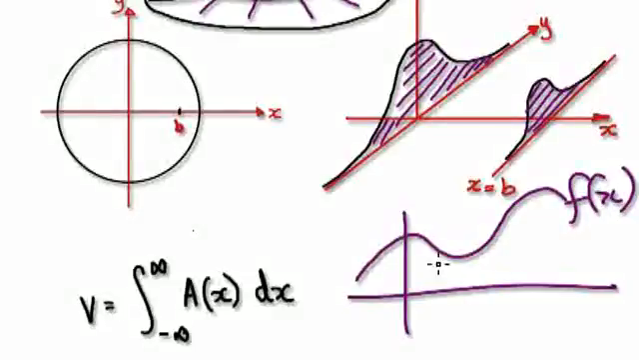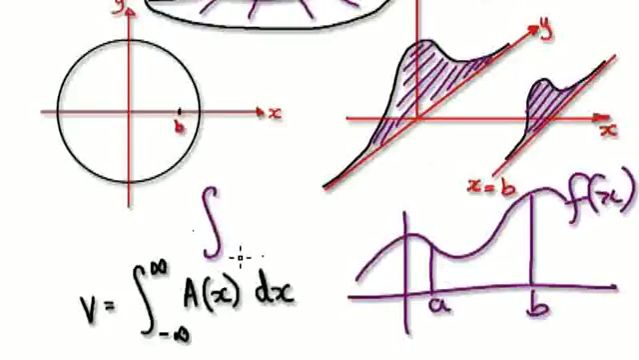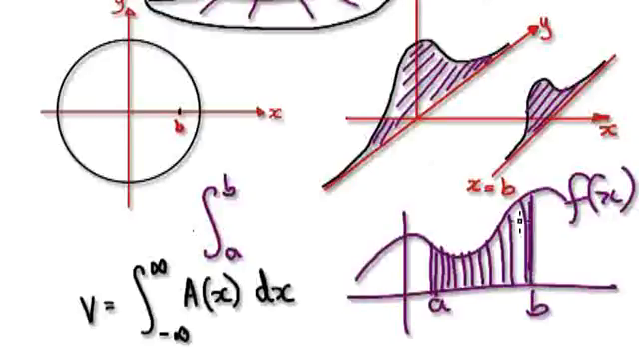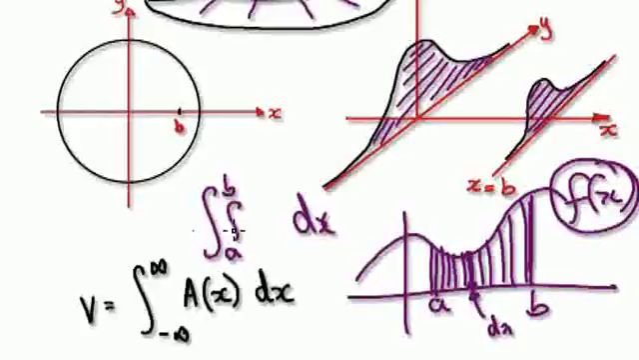Remember from calculus, when we first started, we've got a function f of x here. This is a, and this is b. The area of this thing here is given by us summing up all the rectangles. The thickness here is dx, but then we need to multiply the thickness by the height. The height is given by f of x.